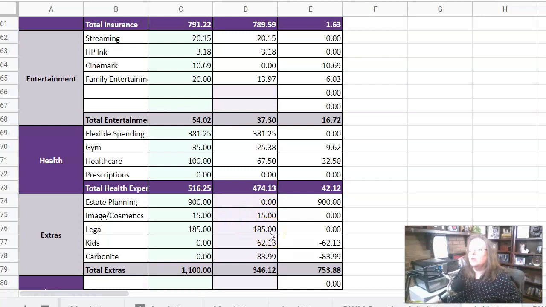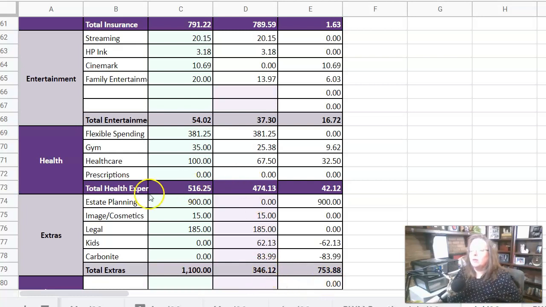Legal, this was about child support. We actually talked to an attorney about child support and where Matt's at. So we had to pay for that consultation, and that cost $185. Kids, we had a $62 expense. And then Carbonite, it's a backup subscription, and that renewed in July for $83. So that brought our total to $346, which was $753 under what we budgeted.